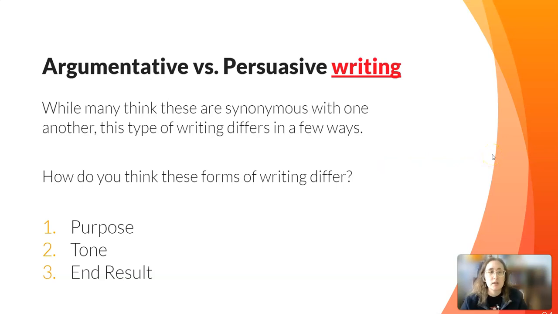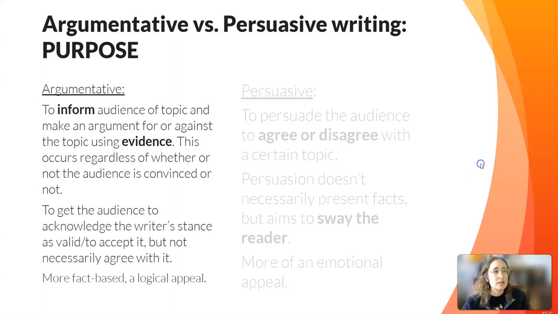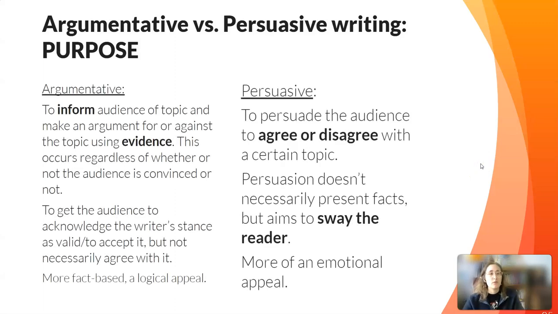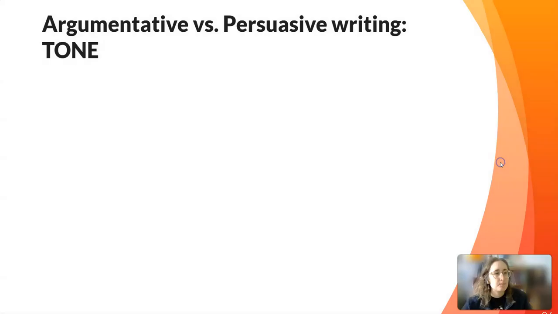So we're going to go through this pretty quickly because, again, there are some main takeaways that I want you to get from this. The first is the purpose of writing, right? So argumentative pieces tend to be more informative. You're letting the audience know, here's your stance, here's your side, but you're not necessarily trying to get them to agree or disagree with you, right? You want them to acknowledge that your side is valid, that it's a valid option, but they don't necessarily need to be swayed to your side yet, right? So for argumentative writing, it tends to be more fact-based, more of a logical appeal, whereas persuasive pieces tend to draw in that emotional aspect.